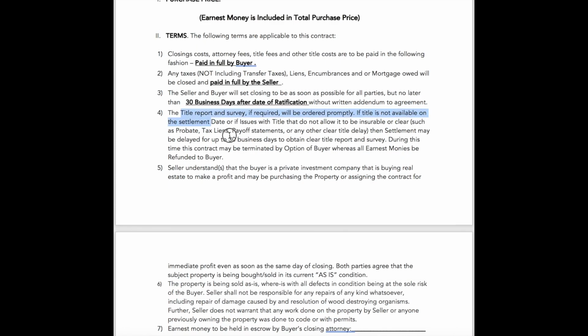This just means title report and survey. Basically it means that the title has to come back clear. If it does not come back clear and we're working together to get the payoff on the property, to clear the title on the property, if it goes past those 30 days, this automatically extends another 30 days. So you have time to clear the title on the property.